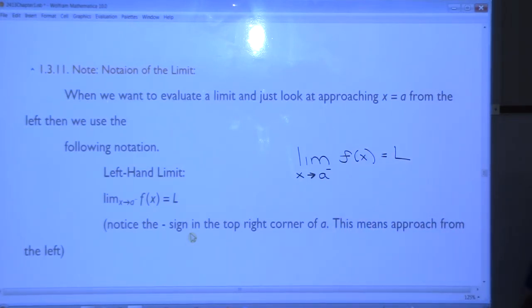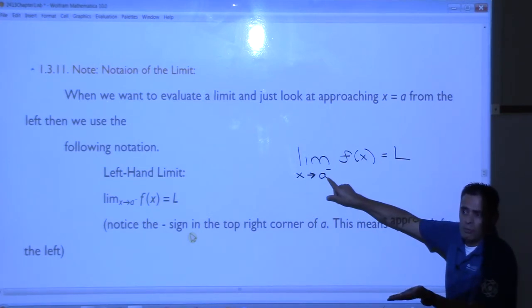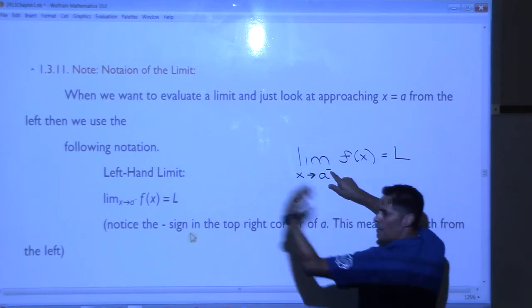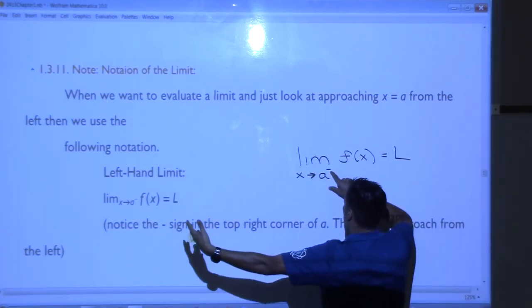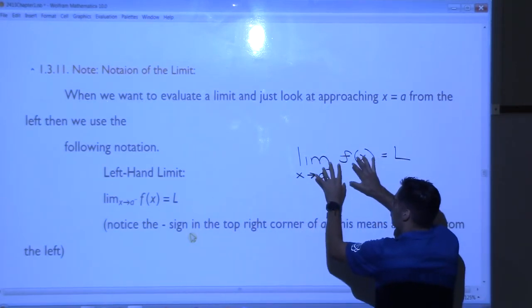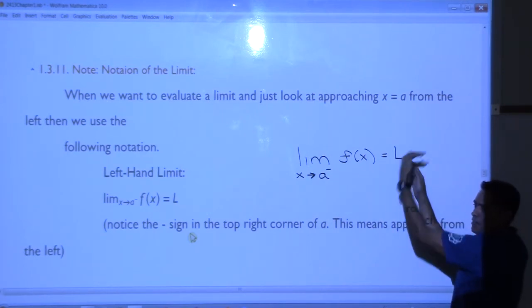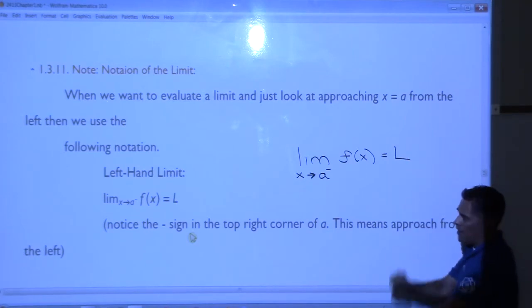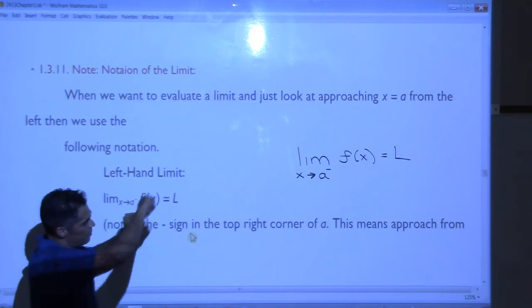So what this is saying is that you're taking a look at this graph of the function f. You're going to be approaching, let's say, 2. And that little negative sign doesn't mean negative 2. It means from the left side, because aren't the negatives over there? So you're approaching from the left side. And when you look at that picture and you come in from the left-hand side, the answer is L, or maybe it's 8, or it's 6, or whatever it is. Understand that notation? So the negative sign is in the top right, like a superscript.